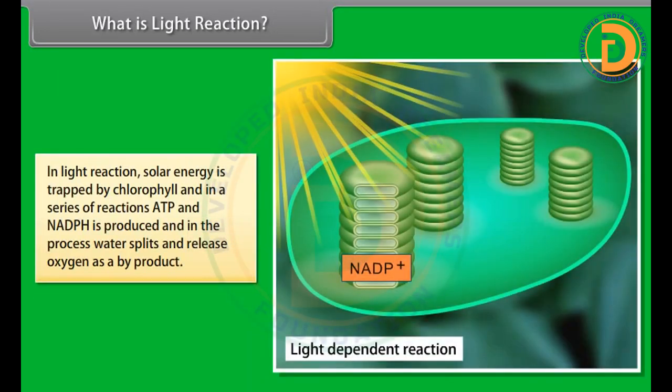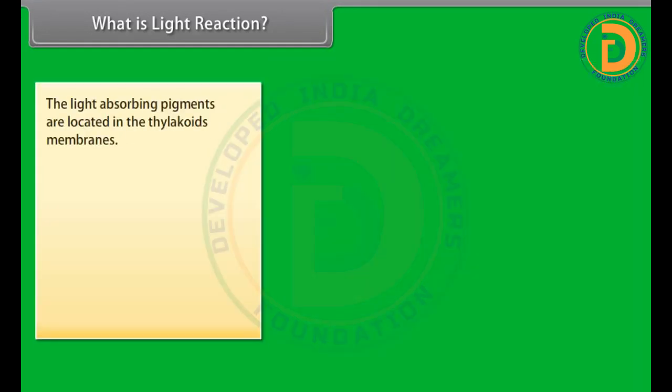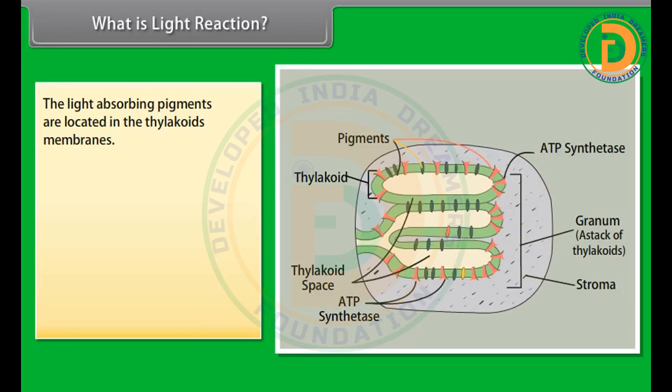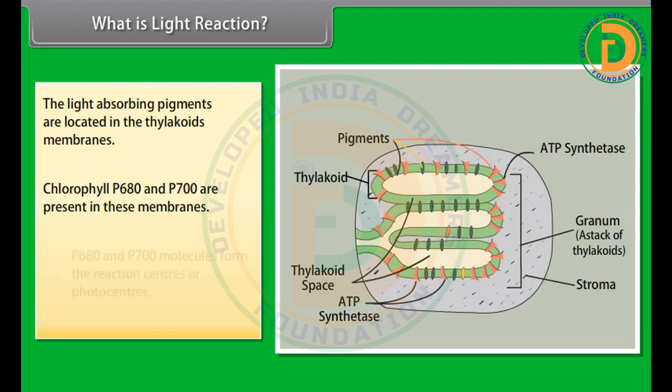In light reaction, solar energy is trapped by chlorophyll, and in a series of reactions, ATP and NADPH are produced. In the process, water splits and releases oxygen as a byproduct. The light-absorbing pigments are located in the thylakoid membranes. Chlorophyll P680 and P700 are present in these membranes.